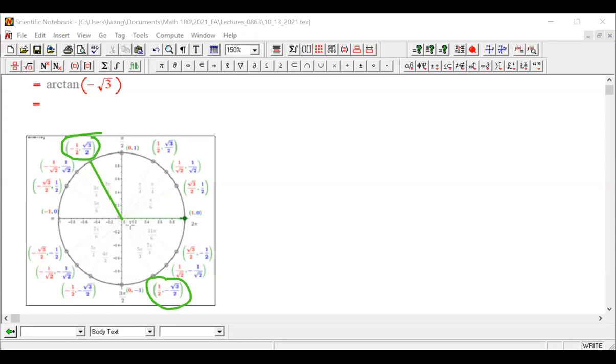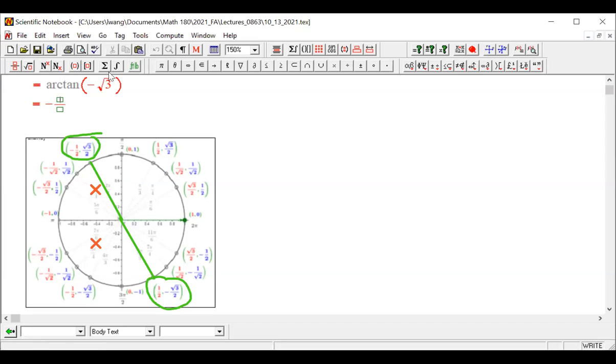You have another one. Right? And of course, you have many more if you go around and around. But because of the nature of arctangent and its range requirement, this piece falls on the no fly zone. Therefore, your answer has to be negative pi over 3.